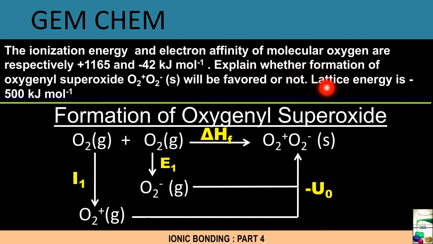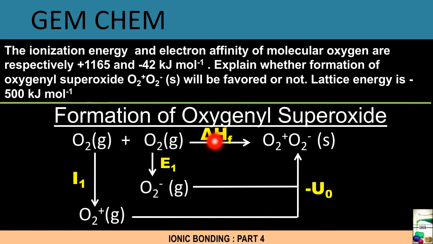You have to explain whether the formation of oxygenyl superoxide is favored or not. What is this oxygenyl superoxide? It is O2 plus and O2 minus. The lattice energy is given as 500 kilojoule per mole. Always remember, compound formation will be favored only when this delta HF is negative. If it comes to be positive, then it is not favored.